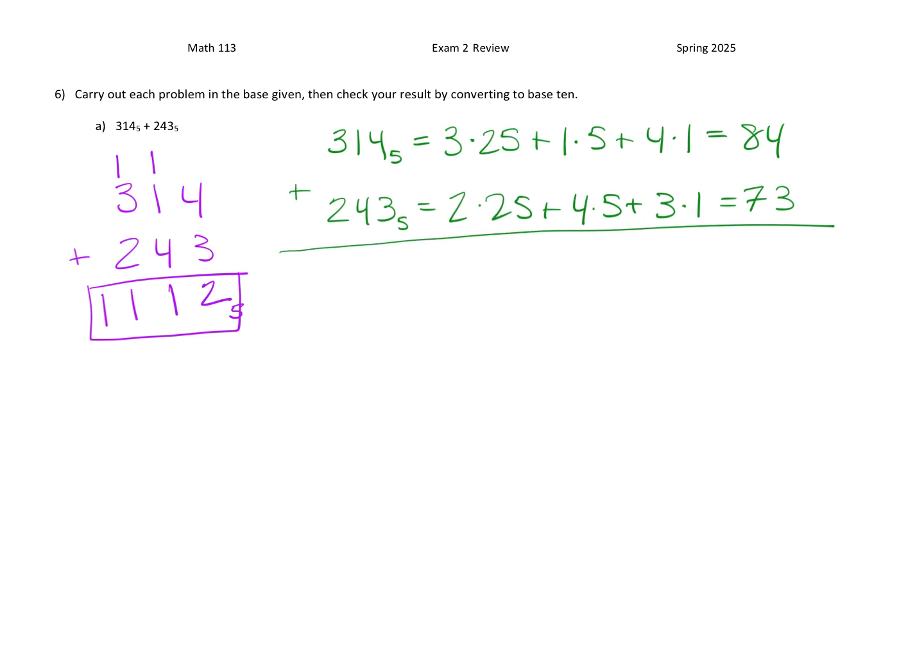So I already added them in base 5. I got this, right? In base 10, I'm just going to add these using the standard algorithm. 4 and 3 is 7. Carry the 1, and that's 167. So we convert these two numbers each to base 10 and add them together, and we get 167, base 10. So now I just want to make sure that this number, if I convert it to base 10, should give me 167.